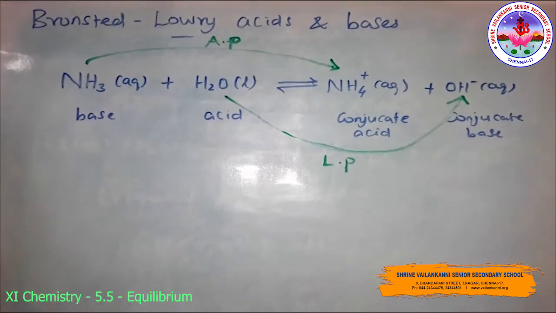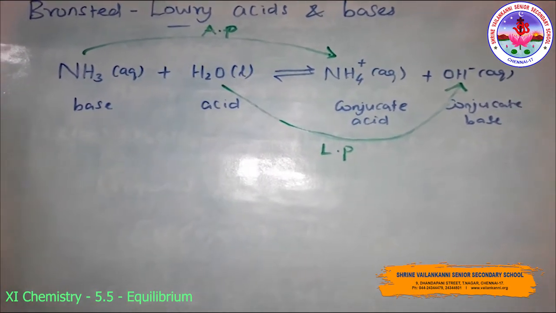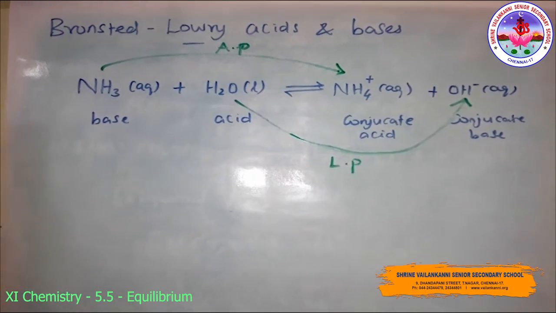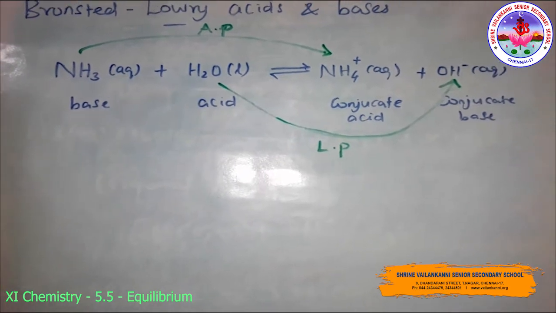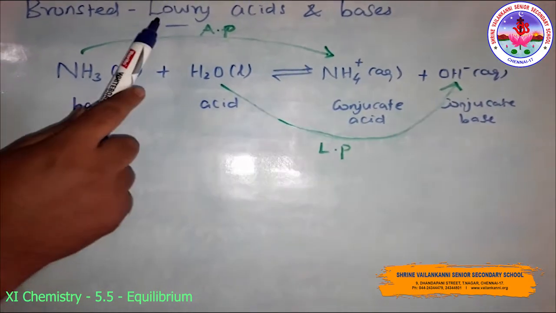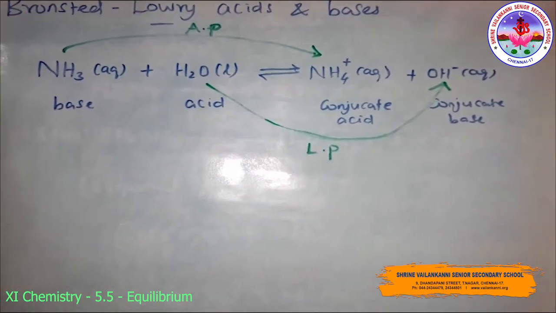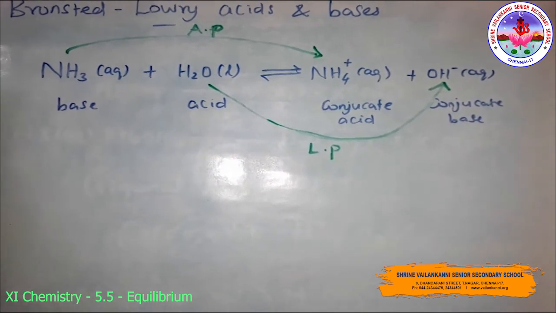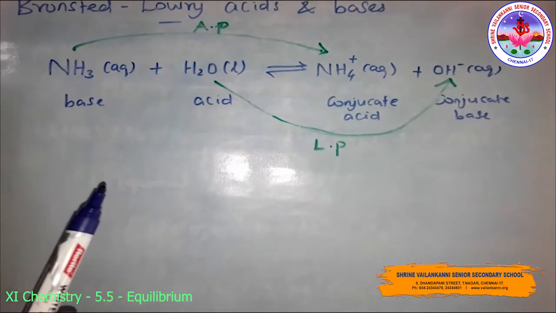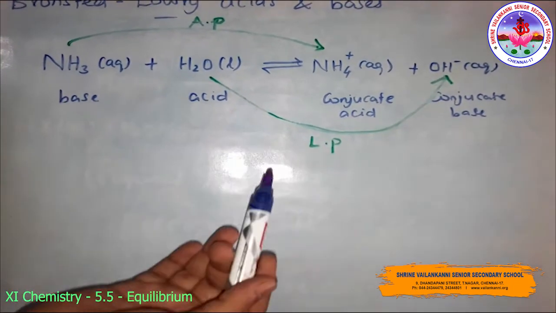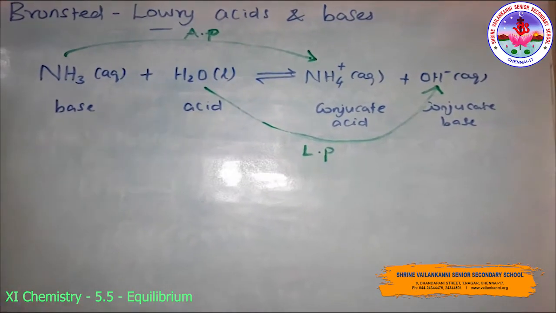Bronsted-Lowry acids and bases. Here Bronsted and Lowry, Danish and English chemists, gave a more general definition of acids and bases. According to the Bronsted-Lowry theory, an acid is a substance capable of donating a hydrogen ion, that is H plus, and bases are substances capable of accepting a hydrogen ion, that is H plus. In short, acids are proton donors and bases are proton acceptors.